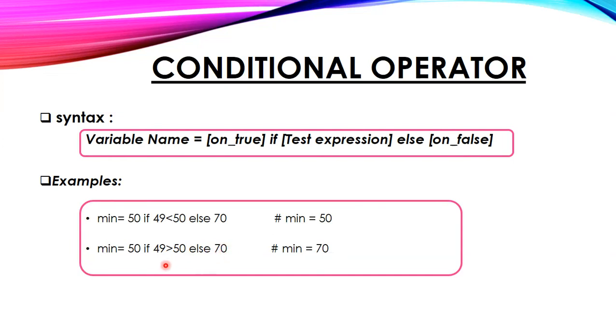70 is assigned to minimum. See the output, minimum equal to 70. Hope you understand this example with the help of syntax.